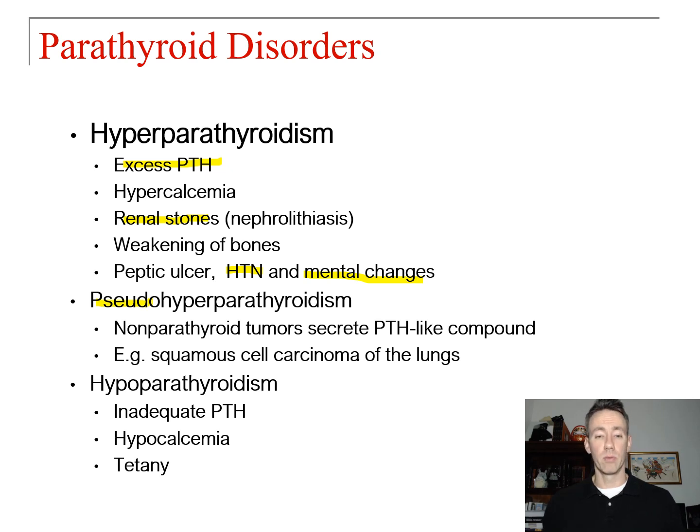Hypoparathyroidism would be sort of the opposite problem, where the calcium levels would be too low. We wouldn't be able to increase calcium levels, and so you'd have inadequate parathyroid hormone, hypocalcemia, and then of course all the hyperexcitability that we talked about. So that would include things like tetany, stiffening and twitching of muscles.